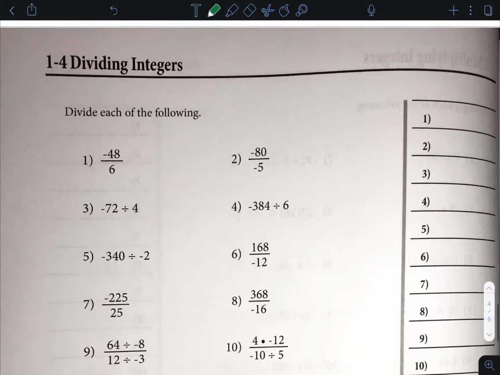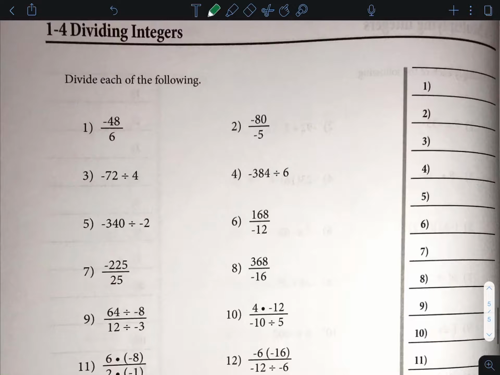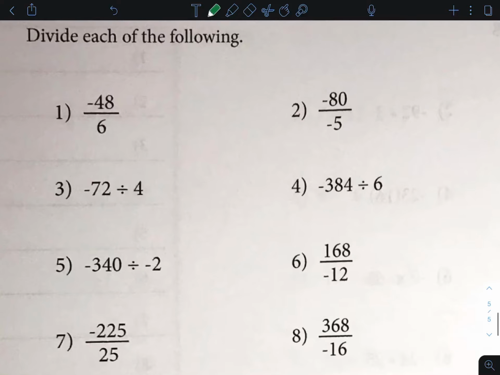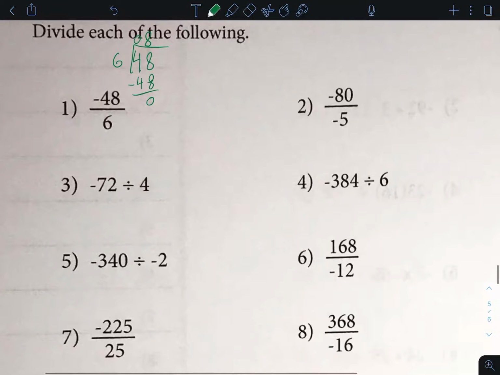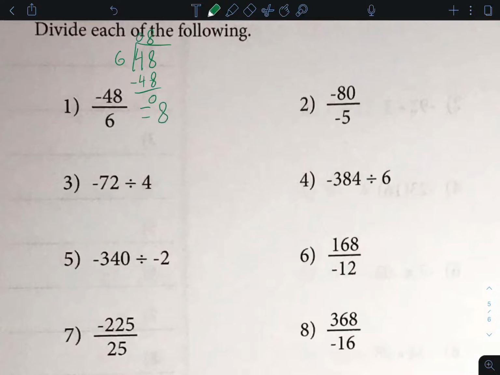In this video, we're going to do the dividing integers worksheet, but I'm just going to do random ones as examples. For the first one, you could do 6 into 48 the old-fashioned way. 48 divided by 6. 6 doesn't fit into 4. 6 fits into 48 8 times. It gives you 48. You subtract, get 0. So the answer is 8. That's one way of doing it, just straightforward division.